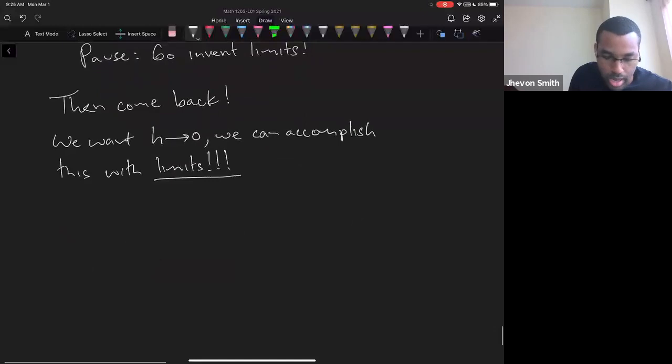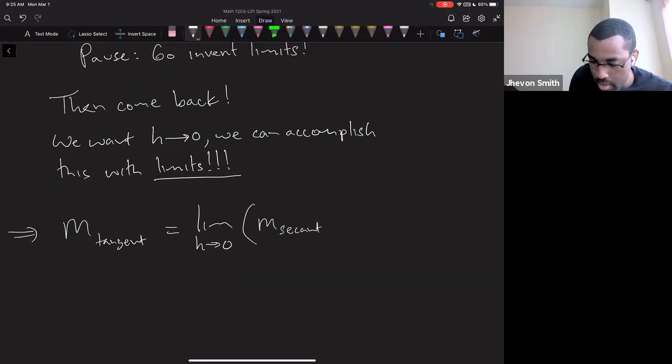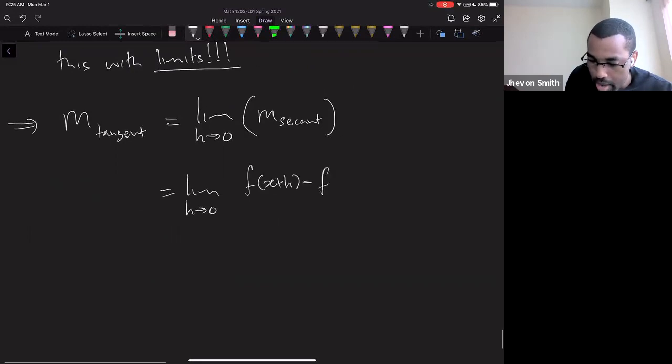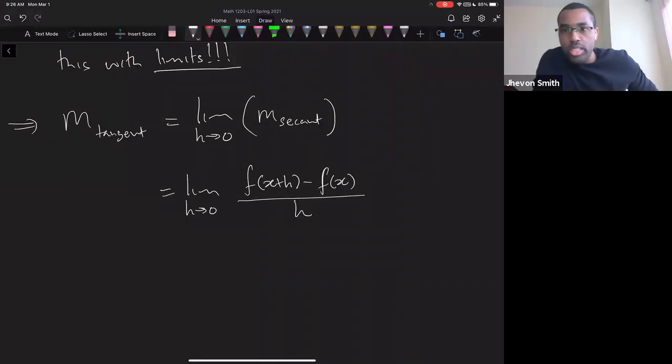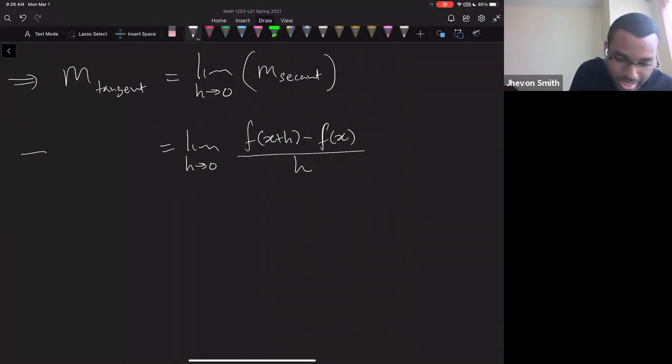So in other words, the slope of the tangent line is really just the limit as h approaches 0 of the slope of the secant line. It turns out that I know how to measure the slope of the secant line. That's the difference quotient. If I make the denominator of the difference quotient approach 0, I would end up with the slope of the tangent line, right? And so that's it, we did it.